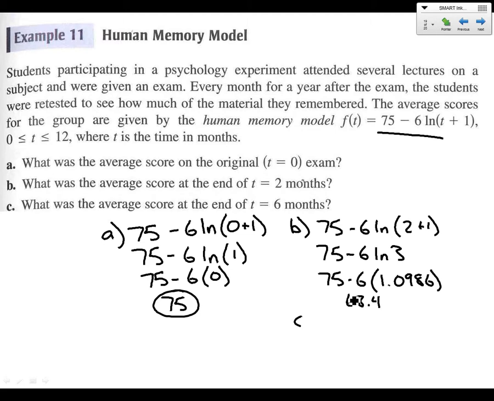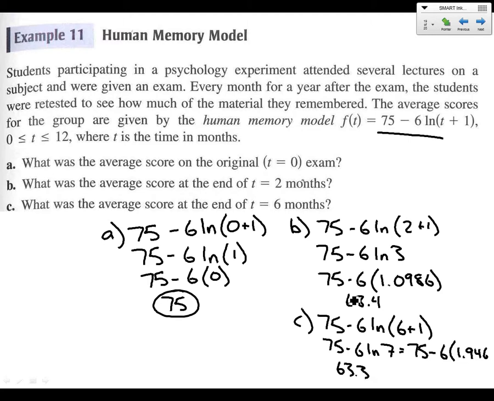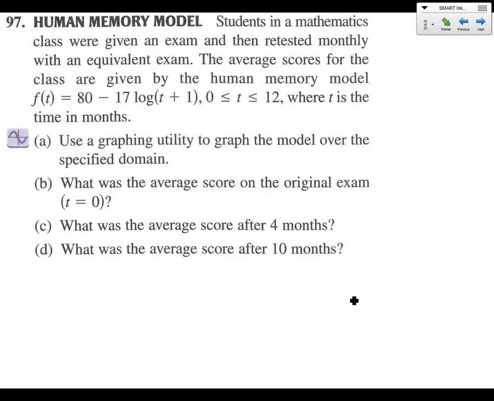And so we do that subtraction and we get 68.4. So the same thing happens here on C. We'll say 75 minus 6 natural log and plug in 6 for t. So this is going to be 75 minus 6 times the natural log of 7, which is 1.9459. Plug those in, do the math right, and you're going to get 63.3, approximately, of course. This is an approximation. All right, so that's what we're doing here. We're just plugging in numbers. See if you can do this for yourself for our last example, 97. Pause, press play when you're ready to go.